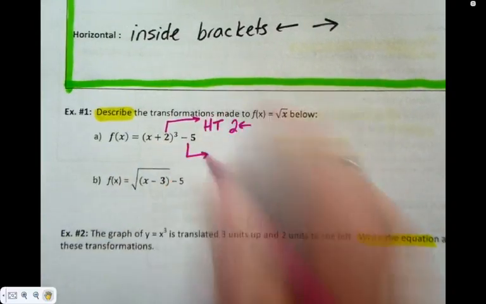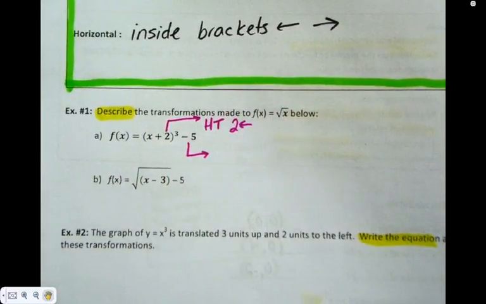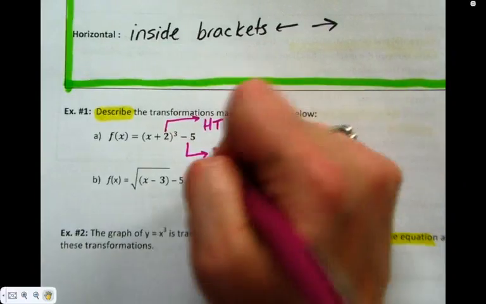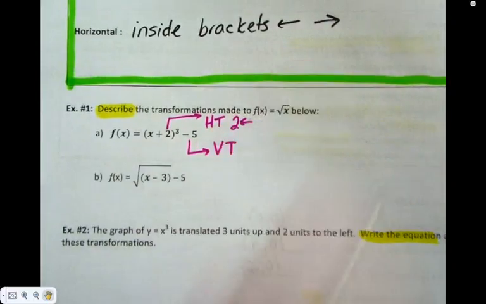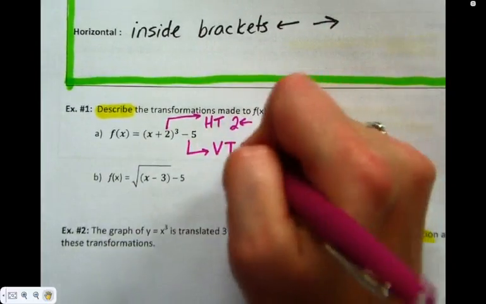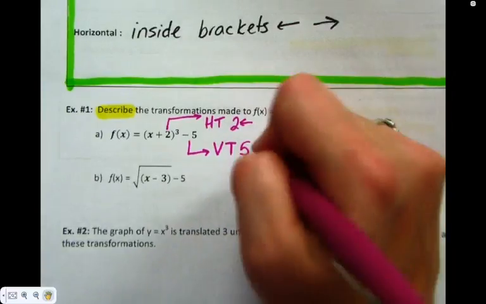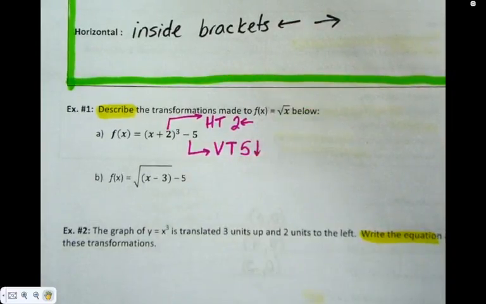Now I'm going to describe the -5. Again, you tell me the direction, its name, and how it moves. It's outside brackets, so it is vertical. It's an addition or subtraction, which makes it a translation. And this one is going to go 5 units down. That is describing the transformations. That's it. And I'm guessing we'll learn what it is if it's multiplication. Yes, and you actually already know with parabolas.